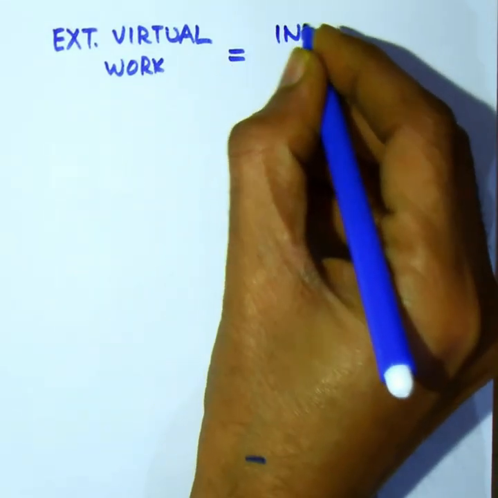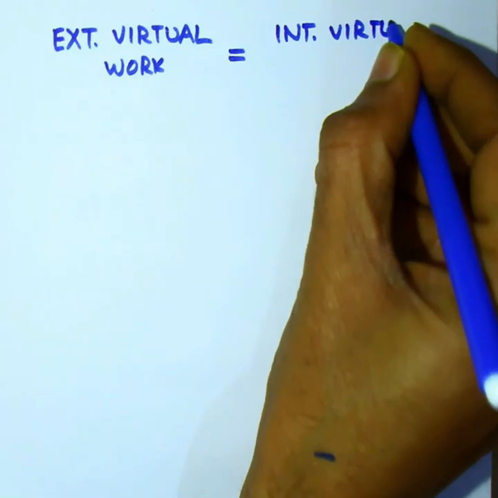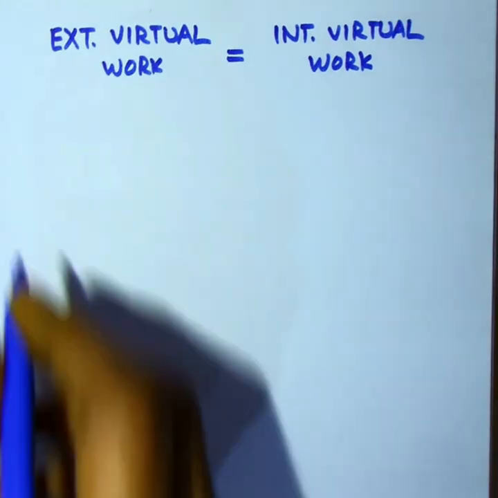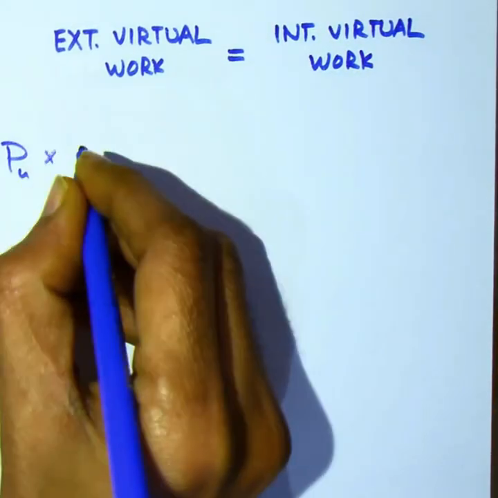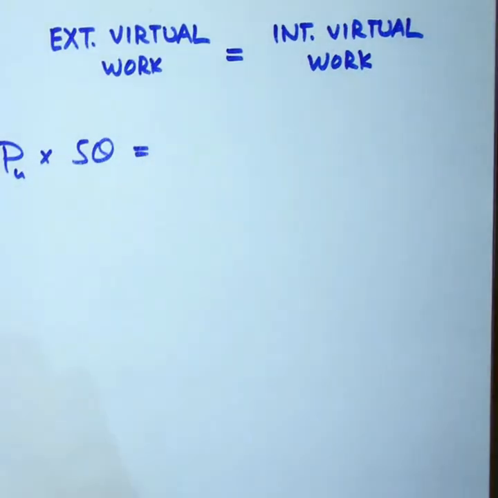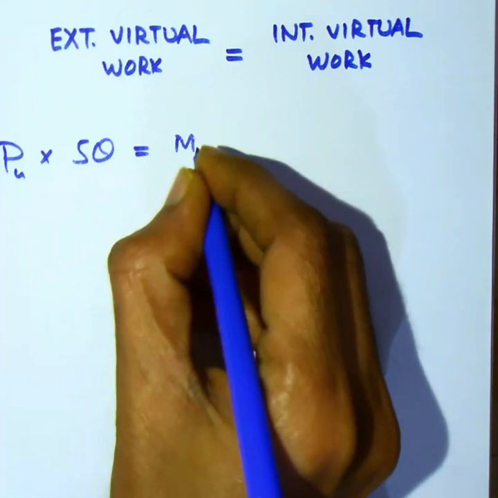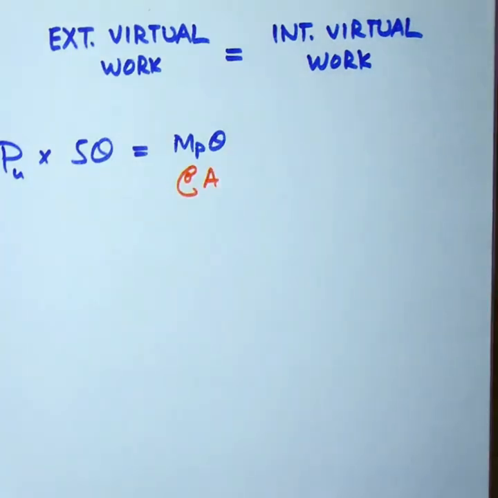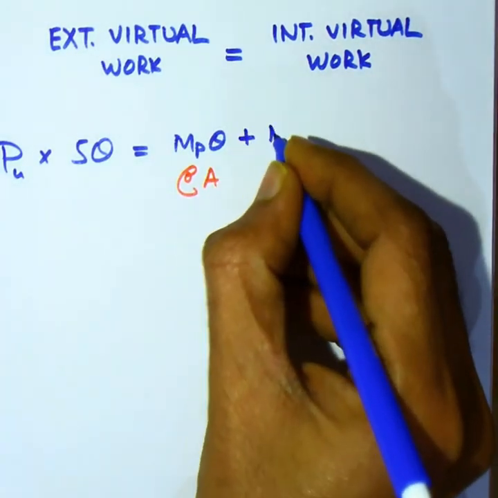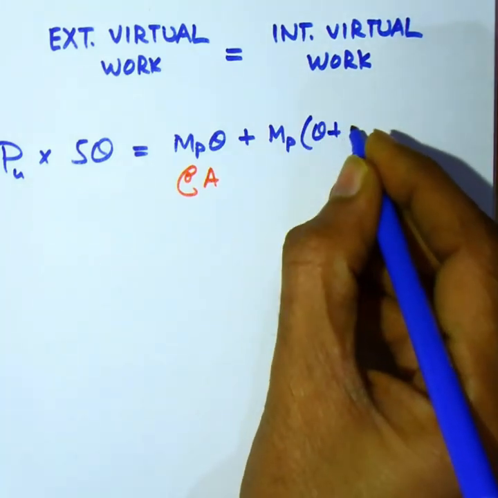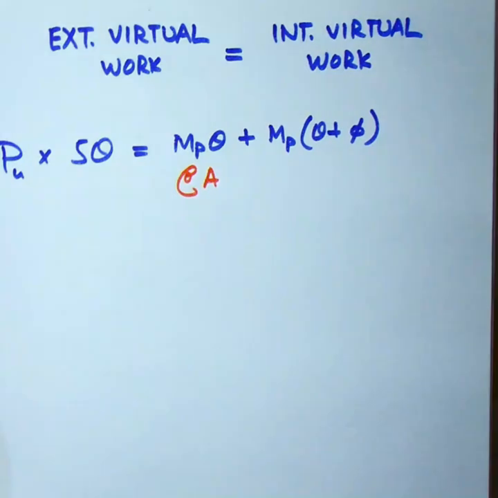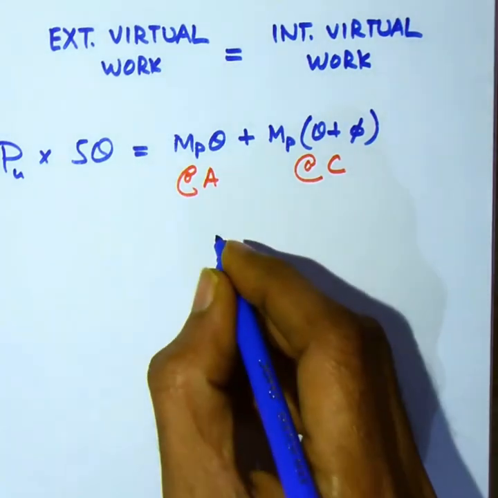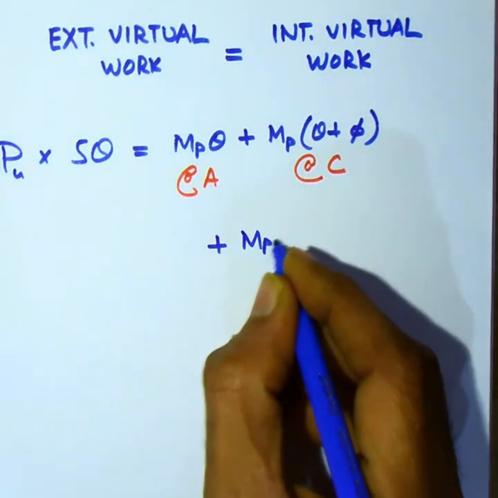Now we are in position to write the equation for the virtual work. So we equate the external virtual work with the internal virtual work. So at A, the rotation undergone is theta. So the work done is MP theta. At joint C, the rotation undergone is theta plus phi.